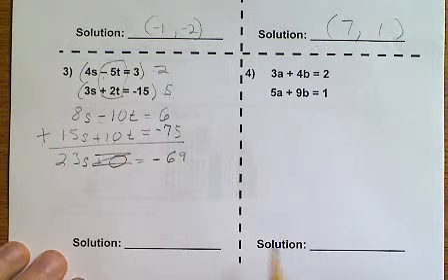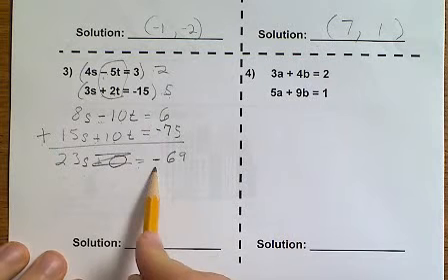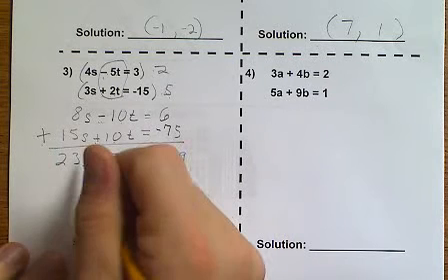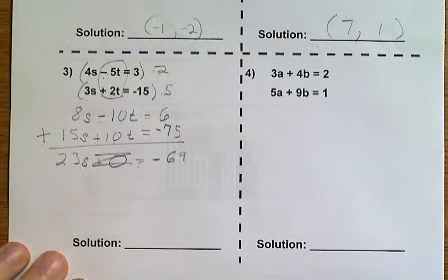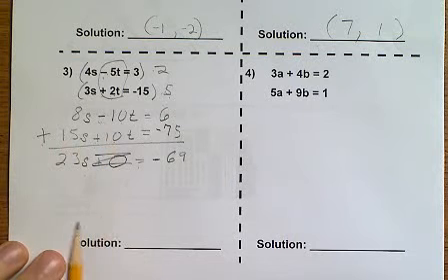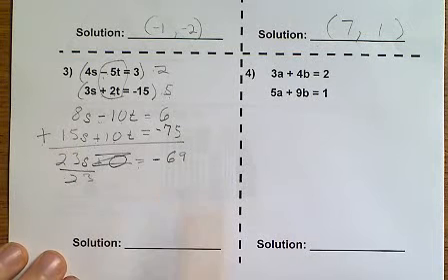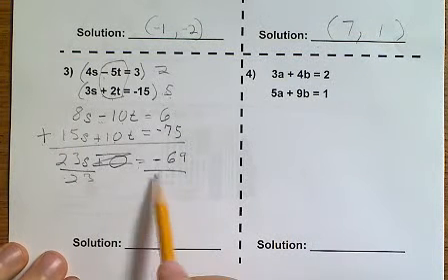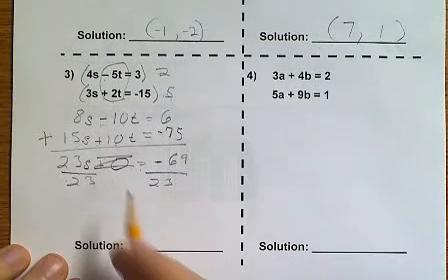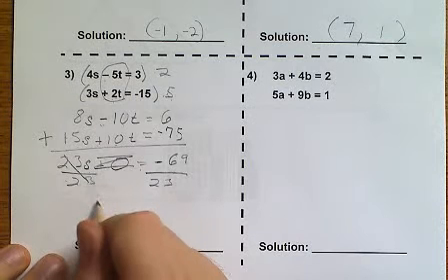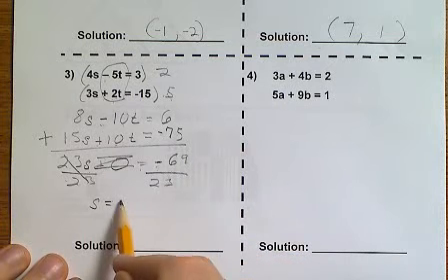Plus 0 doesn't matter. So I have that 23s equals negative 69. You do want to make sure that your s's look like s's and not like 5s. But to get rid of this 23 on the s, I'm going to divide by 23. And what I do to the one side, I have to do to the other. And so over here, I'm left with just s equals negative 69 divided by 23, which happens to be negative 3.